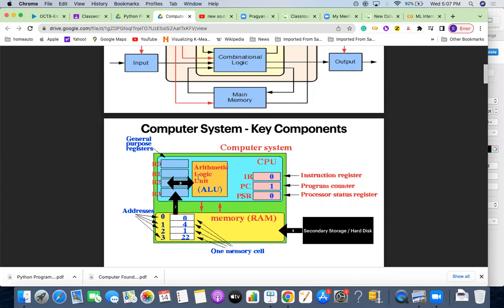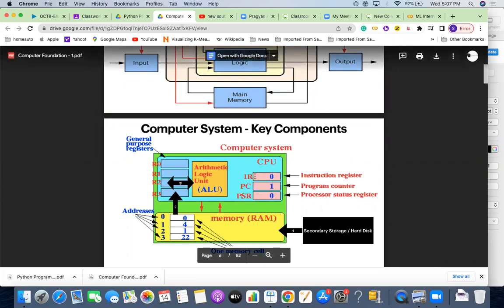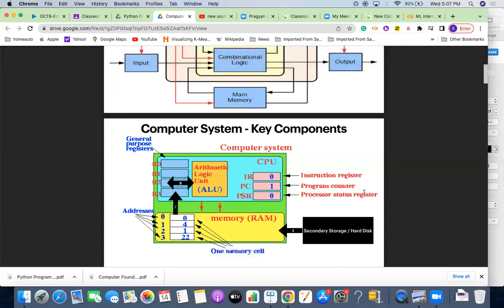And there is the arithmetic logic unit, and there are special registers. So instruction register, program counter, and process state registers. You know, correct? Do you people know these things, yes or no? Yes, sir. I am mentioning these three because they are very important registers. If you want to understand how a program behaves, these are the three things you should know.